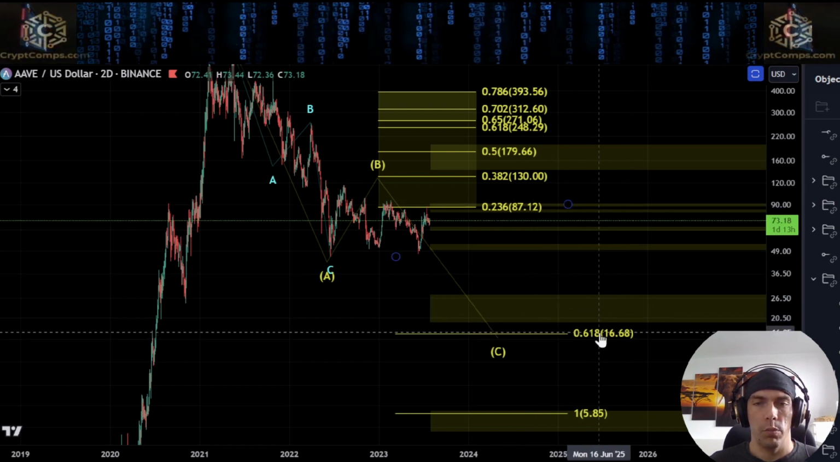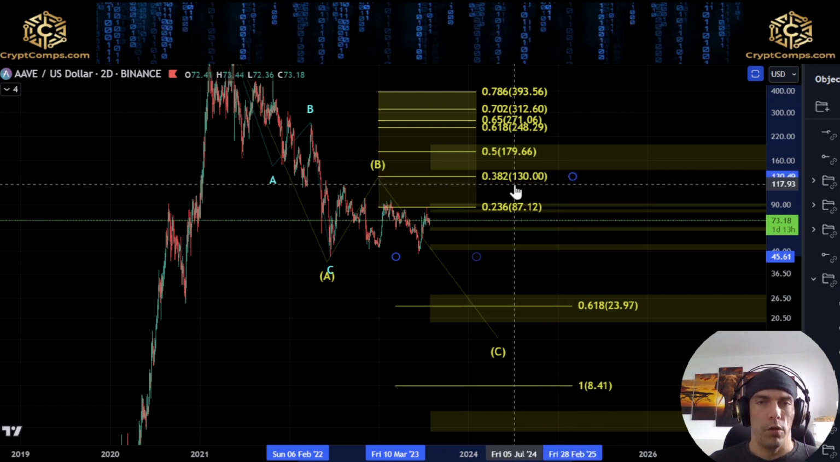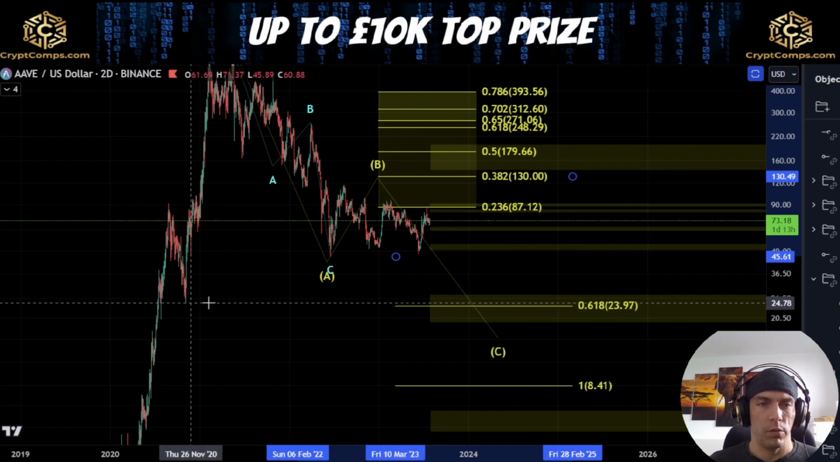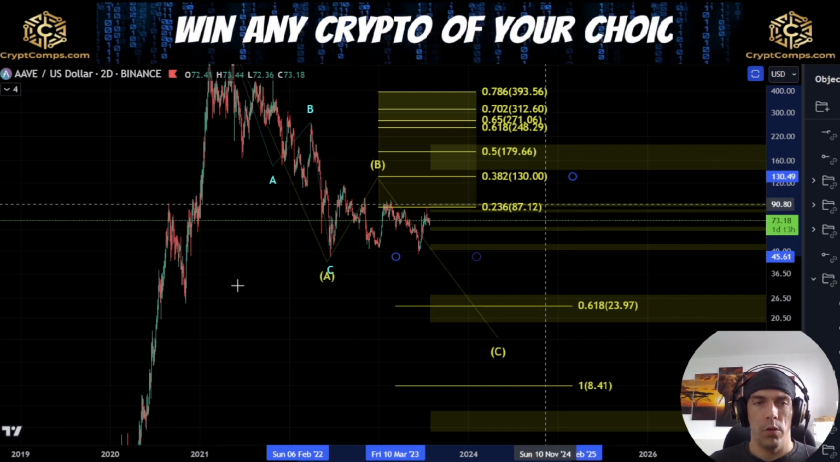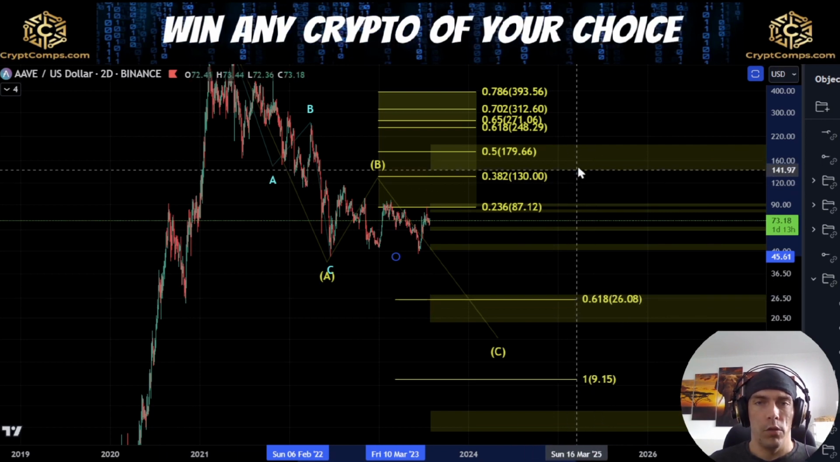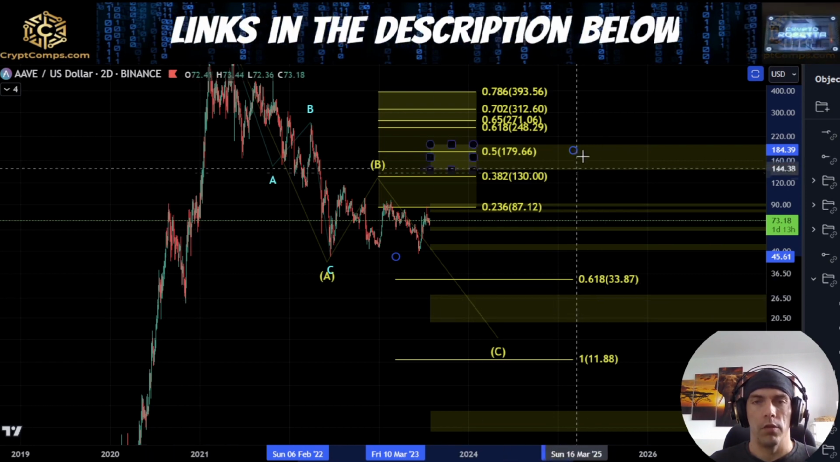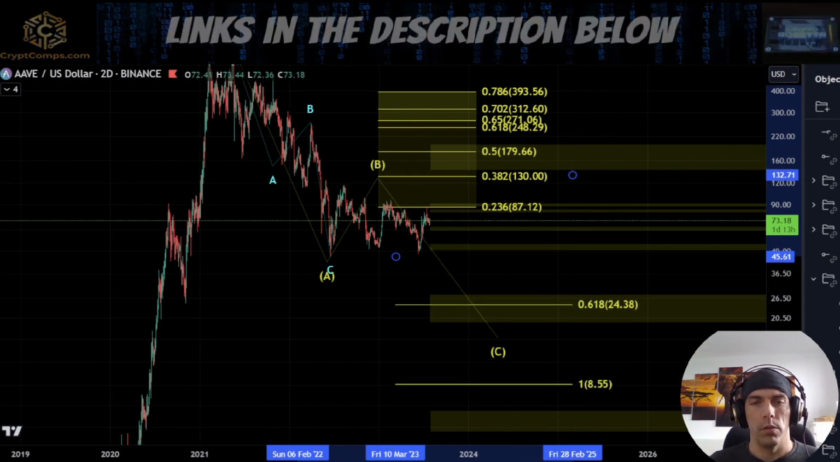Now, if we do look to push up a little bit higher here, for instance, towards this zone of this 382, which would be at this $130 level, this would actually bring us into this 0.618 starting to align with this previous low that we've got over here, the swing low. And if we do move up higher, then potentially that one-to-one could start falling into that zone. So going to be keeping an eye on that if we do see price moving to the downside.